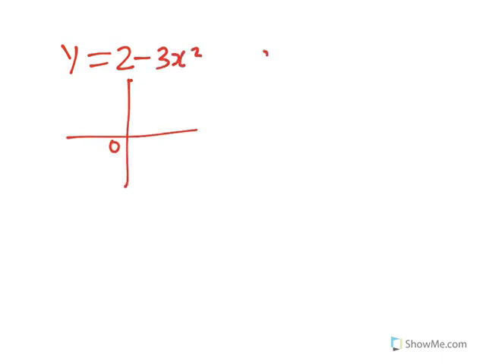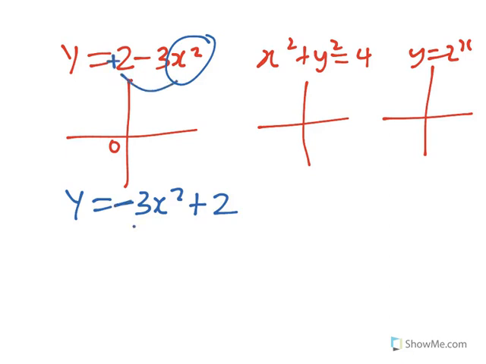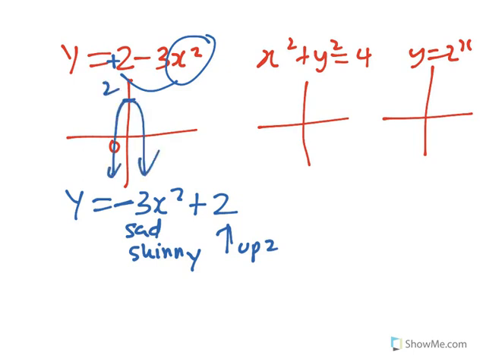So just one last time. Say you had y equals 2 minus 3x squared. That was your parabola. x squared plus y squared equals 4, and y equals 2 to the x. Okay, so this first one, it has an x squared, so it's a parabola. I think with these harder ones, you've just got to put them in the other order, because it's plus 2 minus 3. So it'll be sad, it'll be skinny because of the 3, and it will be up 2. So sad, skinny, and up 2.